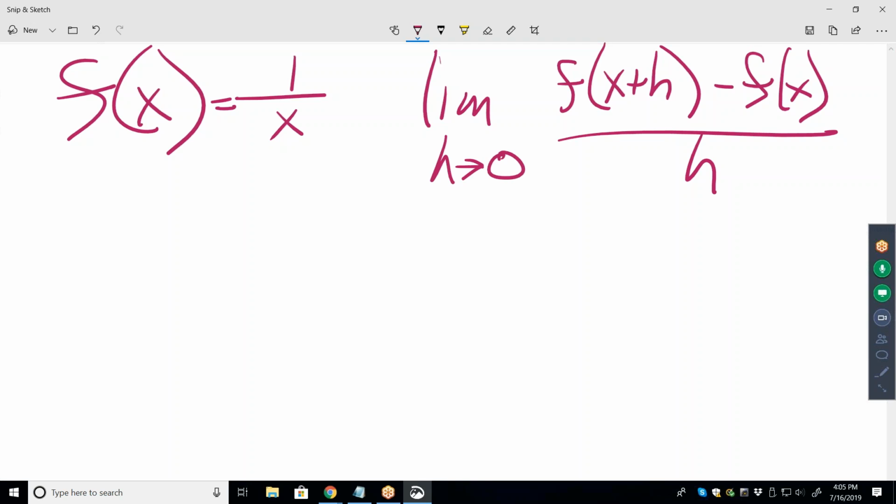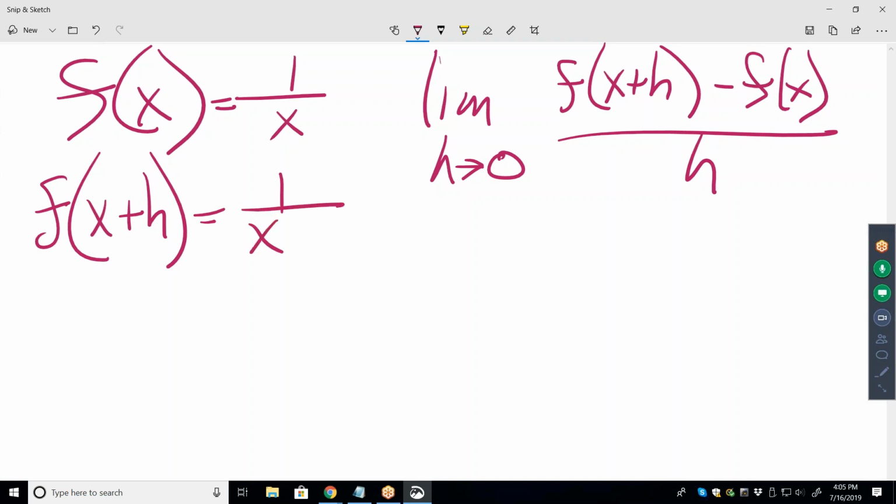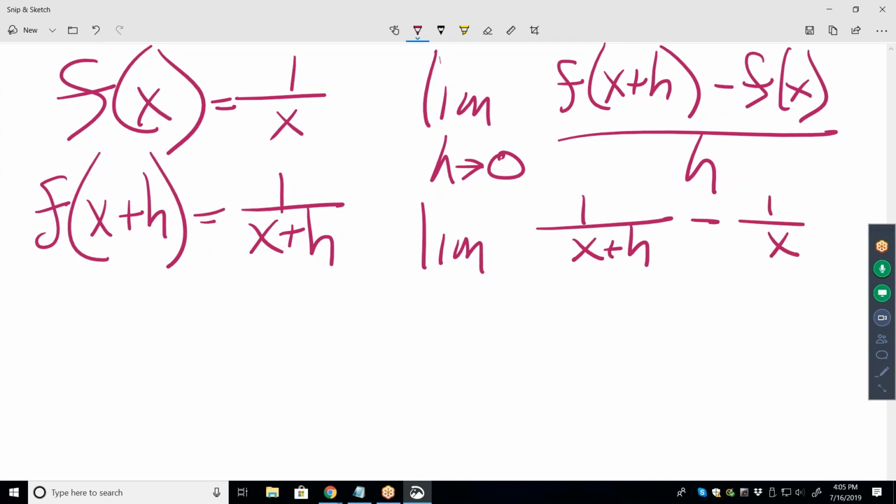So what's my first step? Okay, so you have to find what f of x plus h is. What is it? It is 1 over x plus h. Okay, now we'll plug that in. This is where your algebra has to be good. Simplify the top.